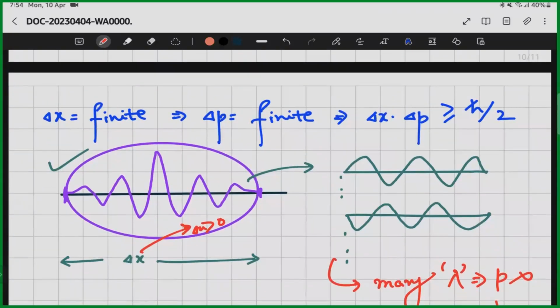If del p is 0, that means lambda is precise. If we make lambda precise, what will happen? Del x will be infinite. That means the de Broglie hypothesis essentially complements the Heisenberg uncertainty principle.